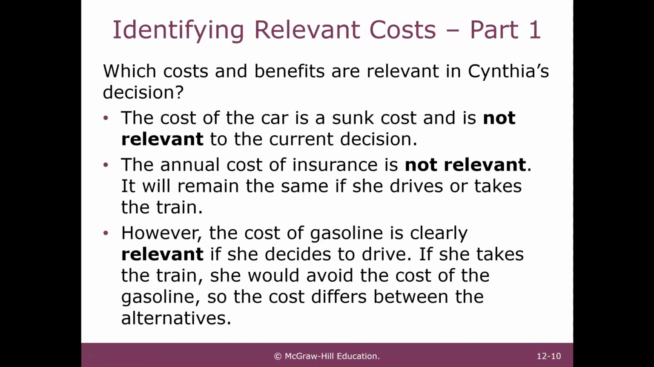Okay, now let's look at which costs are relevant and which are not relevant. The cost of the car is a sunk cost. Whether she goes or not, or however her transportation is going to be when she goes, it is irrelevant. She's already bought the car. The cost of insurance is also not relevant because she's going to have the insurance regardless of whether she drives or takes the train. The cost of gasoline, however, is relevant because if she chooses to drive, she's going to have that cost.